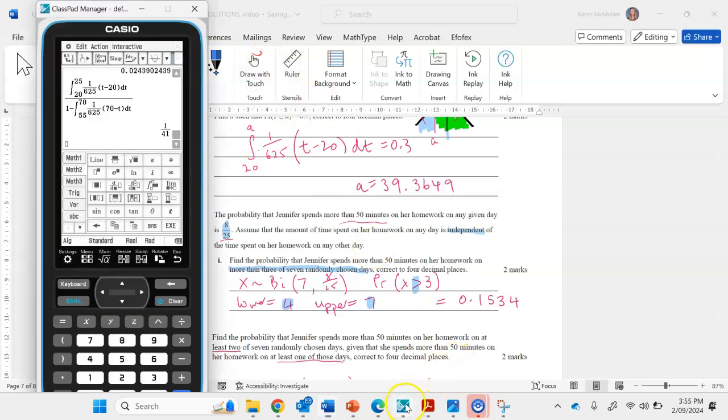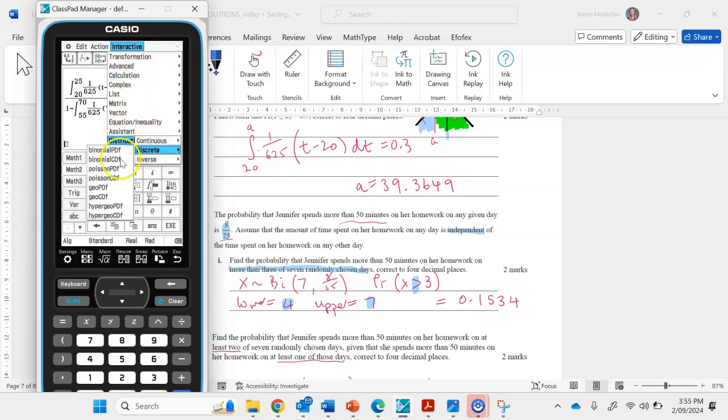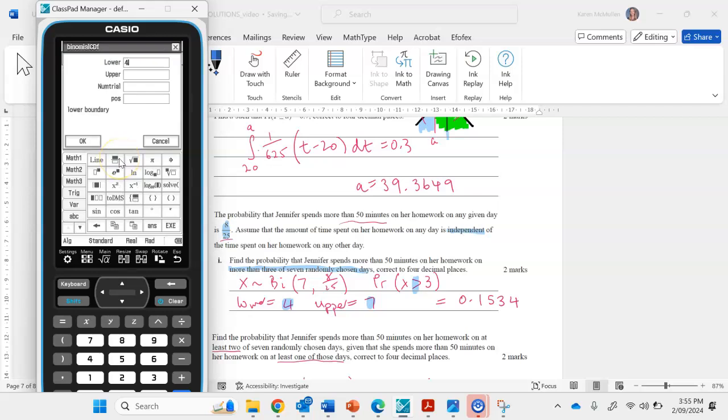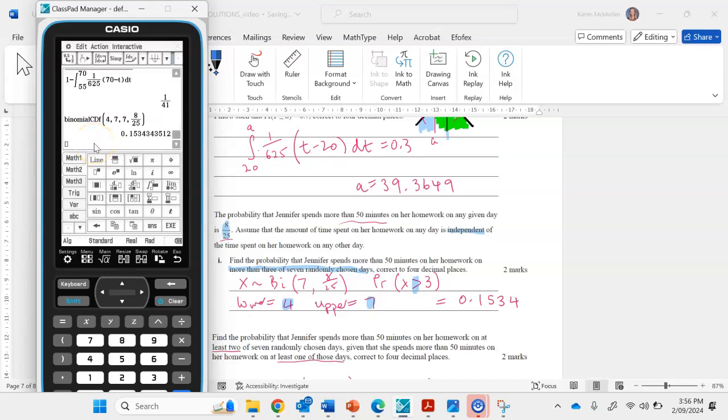So just on your calculator: distribution, discrete, binomial CDF. Your lower limit has to be 4 and your upper limit is 7 because it's 7 days. And then your probability of success is 8/25. And it says to 4 decimal places.